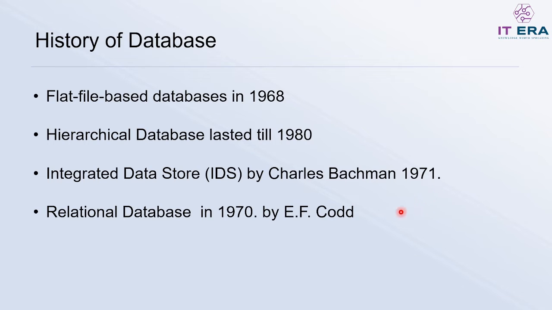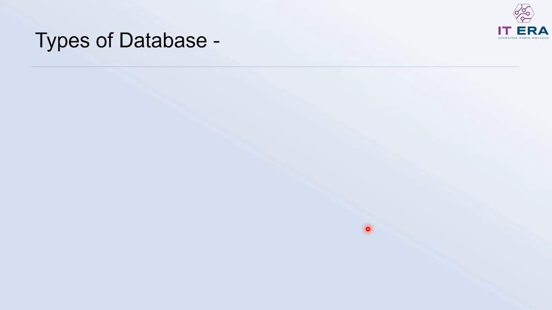And then in 1970, the relational database was introduced when E.F. Codd published an important paper that serves as an introduction to the relational database. And today, it is the era of relational databases and database management. Okay guys, now we will see the types of database.